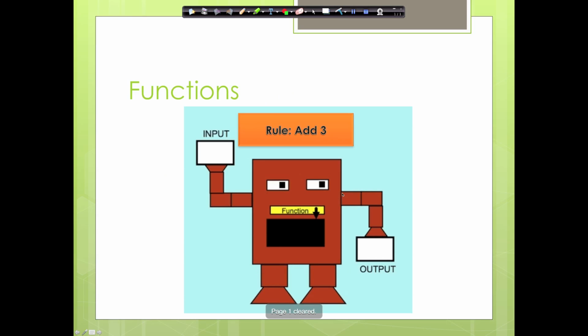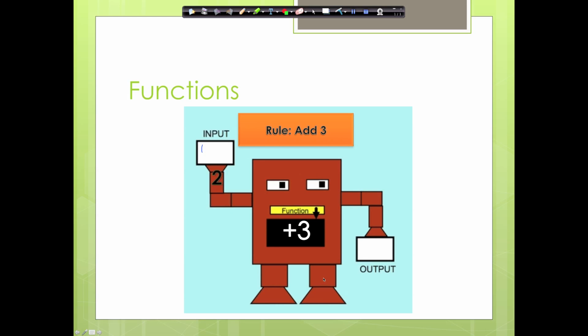Okay, moving on to functions, we have a rule which is add 3. I need to put this into a function machine in order to work out what my output is going to be. I can put in different values for my input. Sometimes these are given, sometimes they're not. And then using the rule and my function machine, I find my output. So my function is +3.